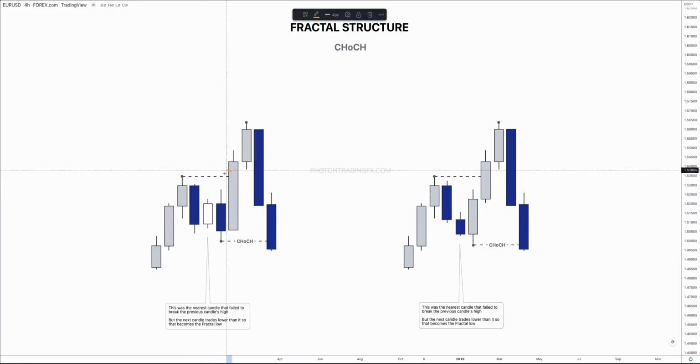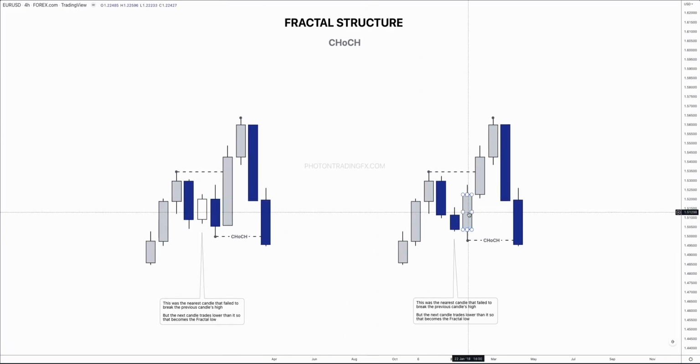So again, when you see that high break, you want to look at where the nearest candle was that failed to break the previous candle's high. So this becomes our low, our fractal low, but price has already traded through it. So we just adjust it to the next candle, and that becomes our candle in this case. Now, if we look at the second example, it's very, very similar, except it's not an inside bar.